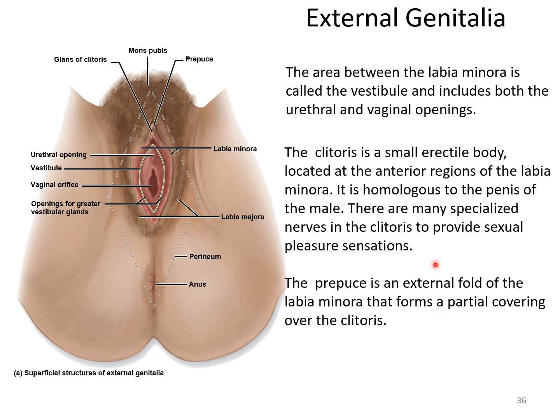Okay, so there's a lot of specialized nerves in the clitoris that provide sexual pleasure and sensation. So actually the clitoris serves no function other than sexual pleasure. And then you've got the prepuce, which is an external fold of the labia minora that forms a partial covering over the clitoris. If you follow the labia minora up, it's hard to see in this picture because it's too small, but it forms a covering over the actual clitoris itself.